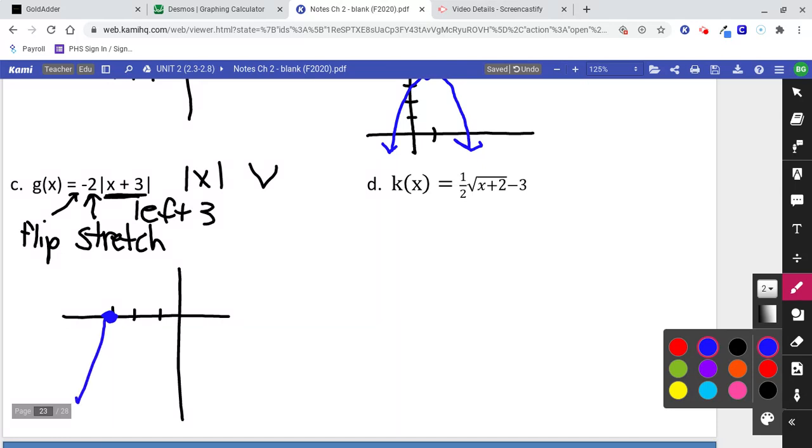And I'm going to have a kind of steep V shape that's upside down. Flipped, stretched, and left 3. I could do some tick marks on the y-axis and be a little bit more accurate, but I don't know that I care to. Next one, part D.